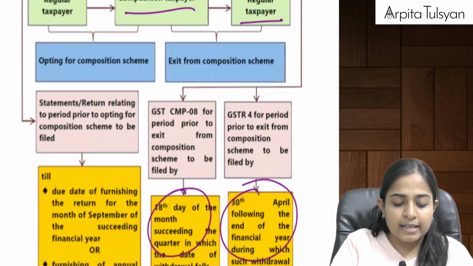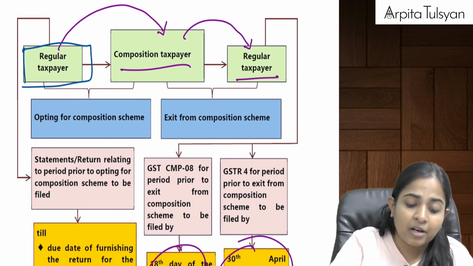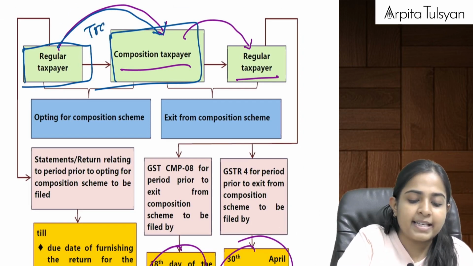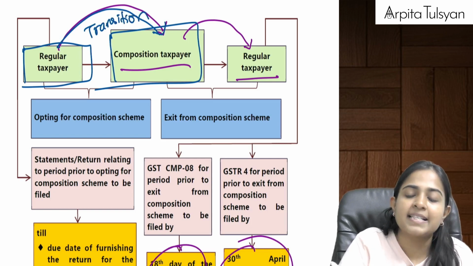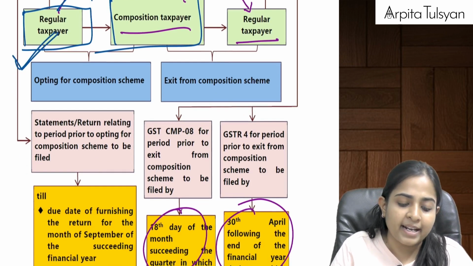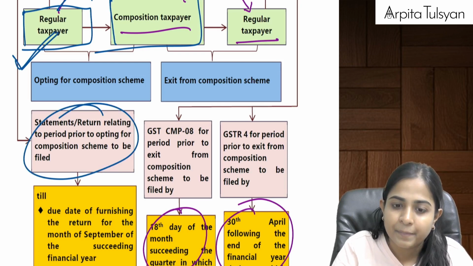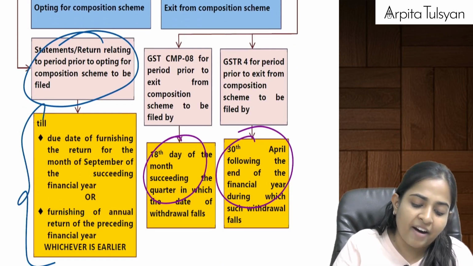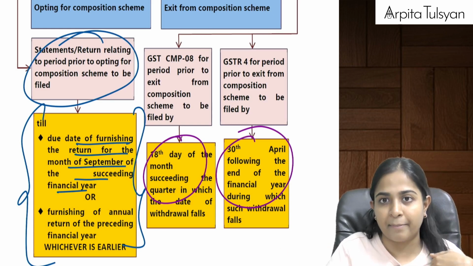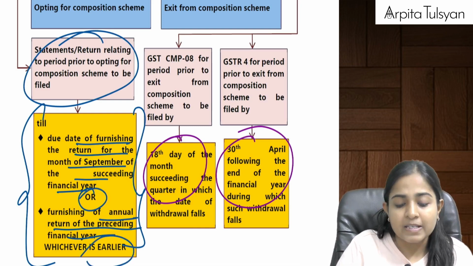Yes. Now listen, let's say for example, earlier I was a regular taxpayer. Now I am coming into the composition scheme. So can we say there is something called a transition happening here? For this prior period, is the person required to still file GSTR 1 and GSTR 3B? Yes. So that has to be filed till the due date of furnishing the return for the month of September next year, or till the date of filing the annual return, whichever is earlier.